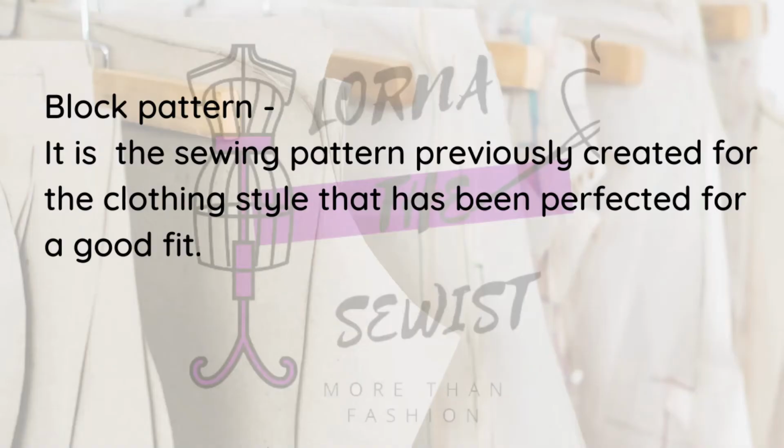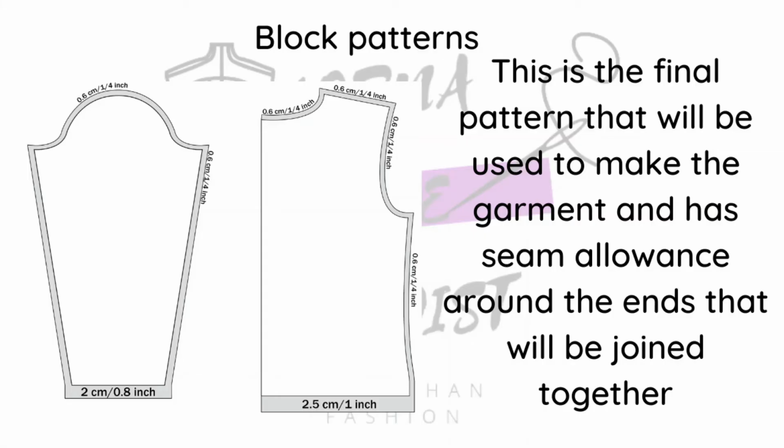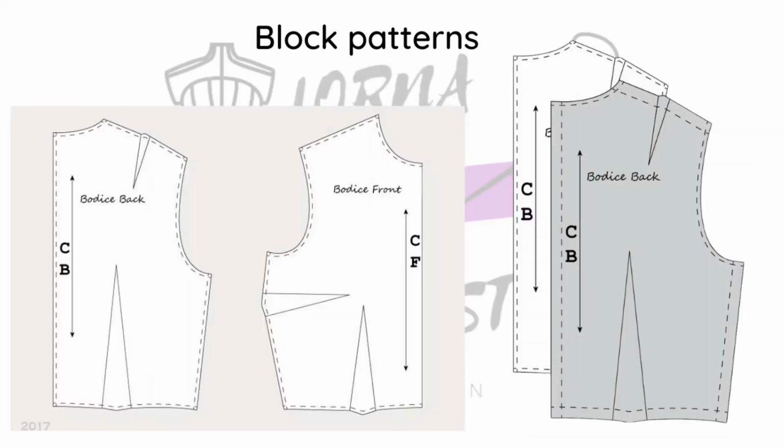A block pattern is a sewing pattern previously created for a clothing style that was perfected for good fit. So this is basically an upgraded slopper. After you are sure your slopper is fine is when you make a block pattern, because now that has seam allowances, as you can see in the next pictures.